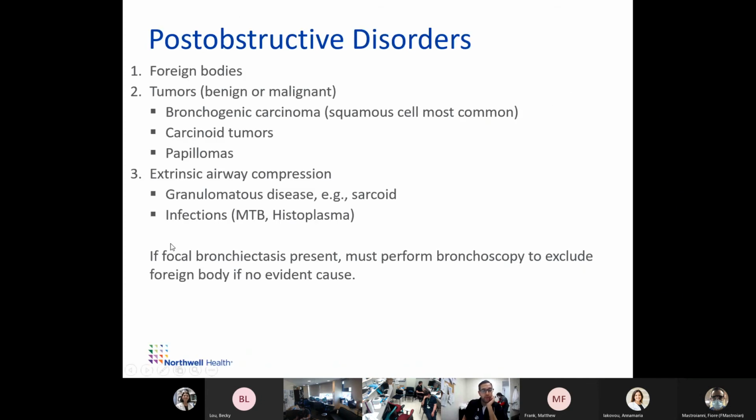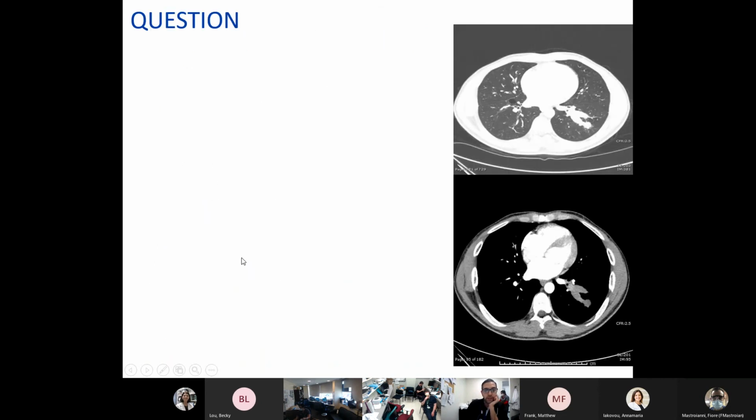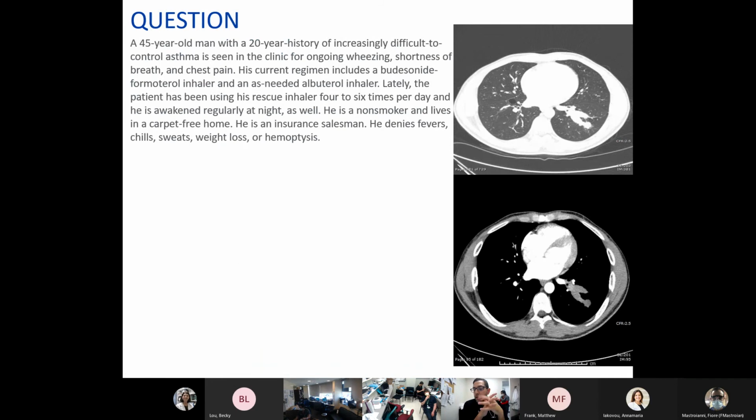Very importantly, if somebody has focal bronchiectasis, these patients usually require bronchoscopy to exclude foreign body if there's no evident cause. So here's another question, and this is going to be, I think, one of the last questions. And then we'll finish. A 45-year-old man with a 20-year history of increasingly difficult to control asthma is seen in the clinic for ongoing wheezing, shortness of breath, and chest pain. His current regimen includes a budesonide formoterol inhaler and as-needed albuterol. Lately, he's been using his rescue inhaler 4 to 6 times a day and is waking up at nighttime.